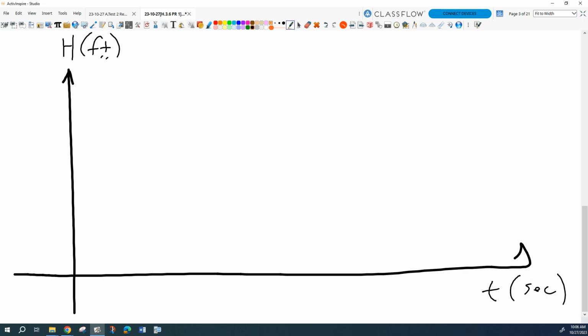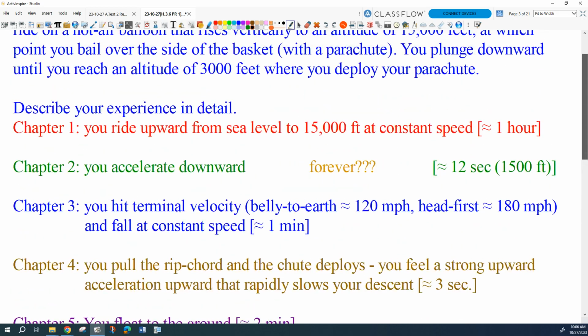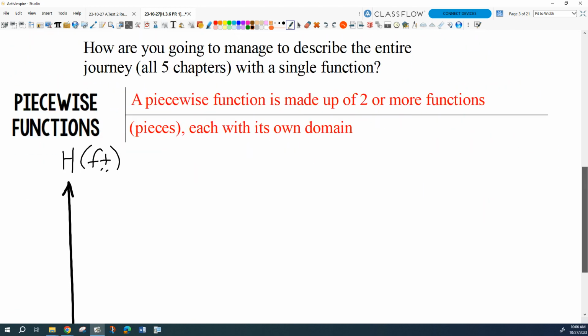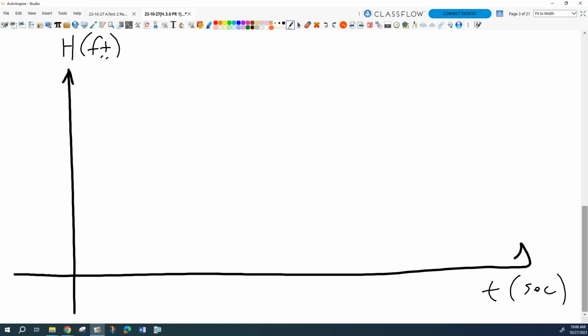Well, we don't have to graph the whole thing, but we start off with this first part where we're riding upward. It takes a long time. It's very slow. What's that going to look like? I start at 0, my height, right? And what do I do?